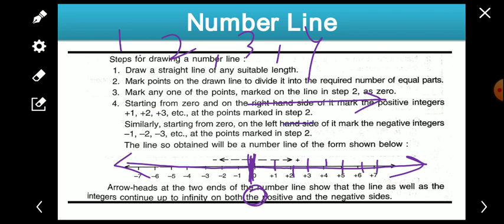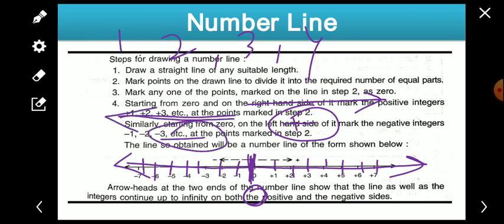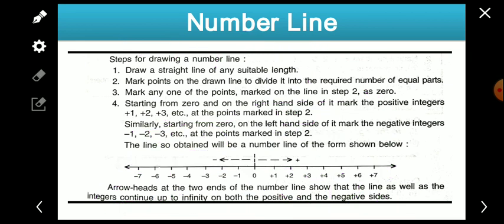On the right side positive numbers we will write, and on the left side minus 1, minus 2, minus 3, minus 4, minus 5, minus 6, minus 7, and so on. We write these negative numbers on the left side of 0. On the left side of 0 negative integers, on the right side of 0 positive integers. So we label the integers like this. Remember, at first we label 0, and then on the right side positive and on the left side negative integers.